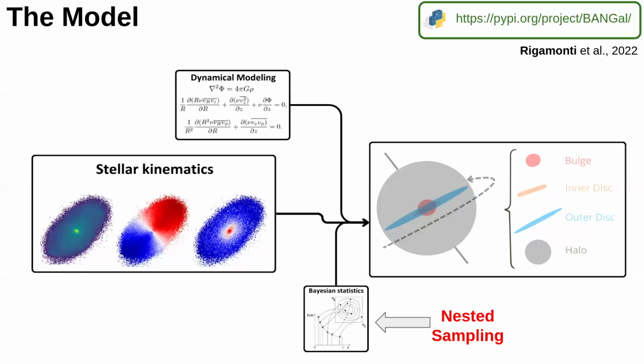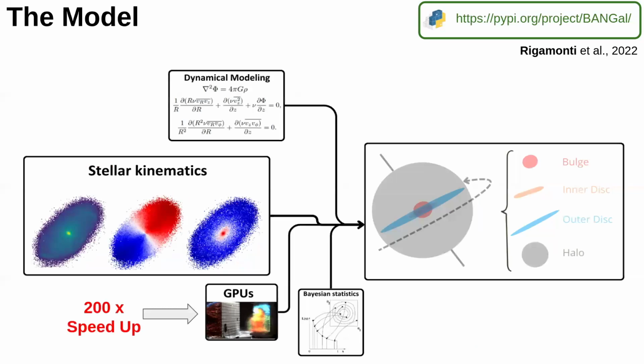This comes with an issue, which is the computational one, because before reaching convergence, it requires, for a single galaxy, about a few million evaluations of your model, searching the parameter space. And to solve this issue, we parallelized the model construction on GPUs, reaching a relevant speed up.